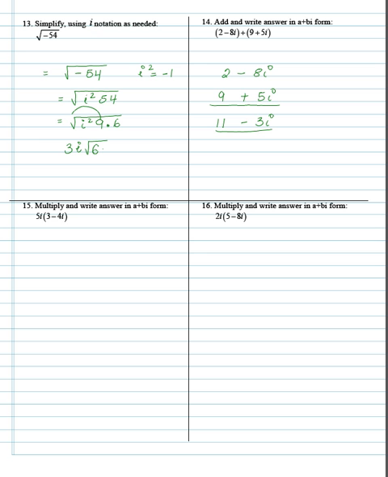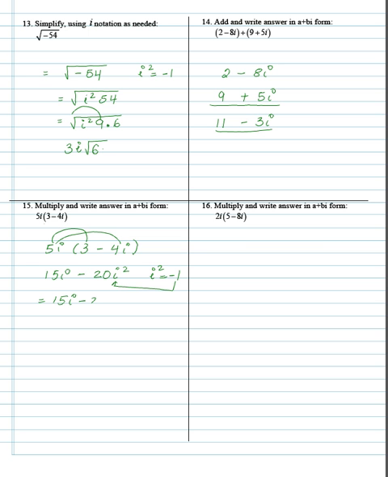Multiply and write in a plus bi form. When I multiply, let me rewrite it so you can see. 5i minus 3. 5i times 3 is 15i. 5i times negative 4i is negative 20i squared. Remember, the highest power of i has to be i. So if I see an i squared or higher, I have to change it. So i squared is negative 1. I'm going to go back and put that in here.